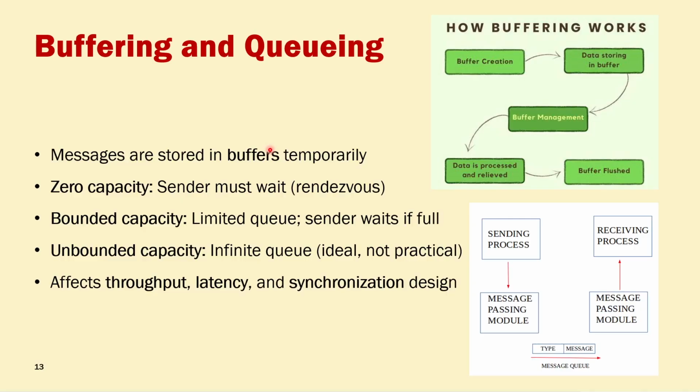If you look at this diagram, we have buffer creation, how buffering works, data storing in the buffer, then we have to manage the buffer, whether it is zero capacity, bounded or unbounded, then data is processed and retrieved, and the buffer is flushed. So, we have to clear the buffer. In the message queue, the process sends the data to the message passing module, and the message module will pass this data to the receiving process.